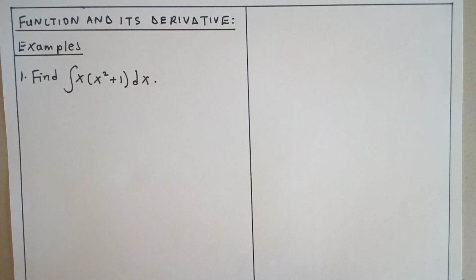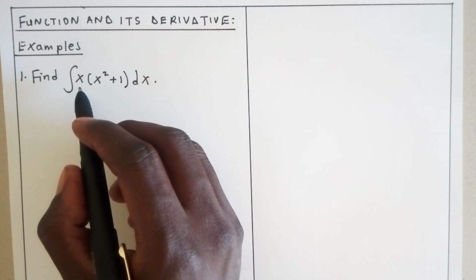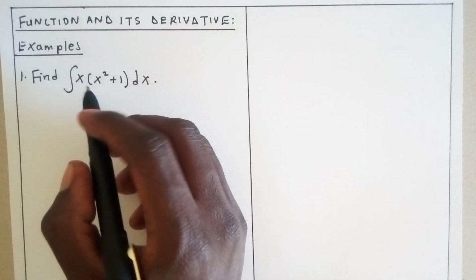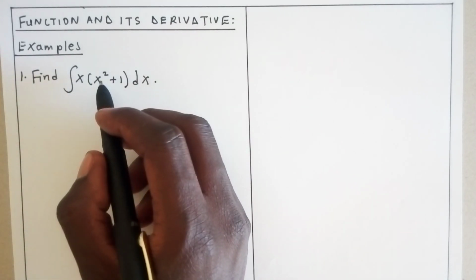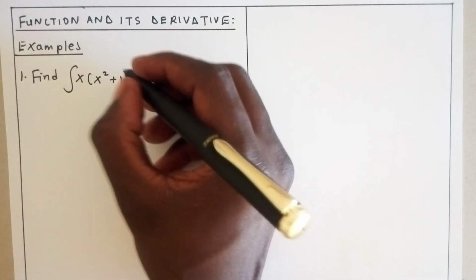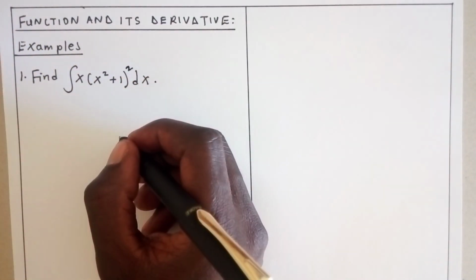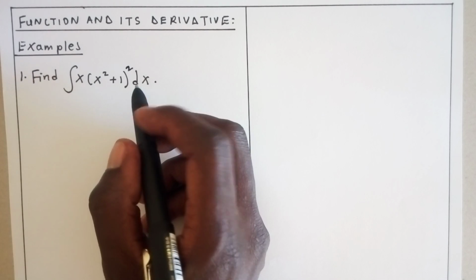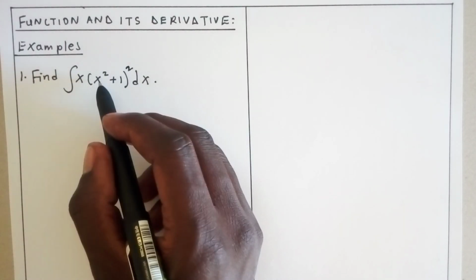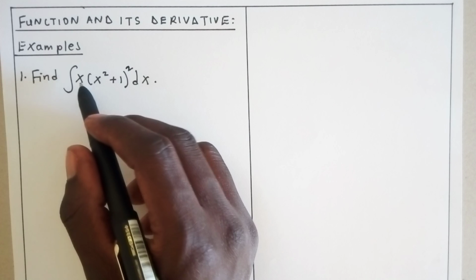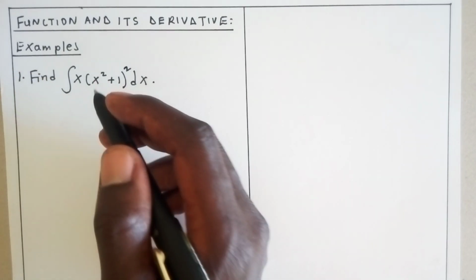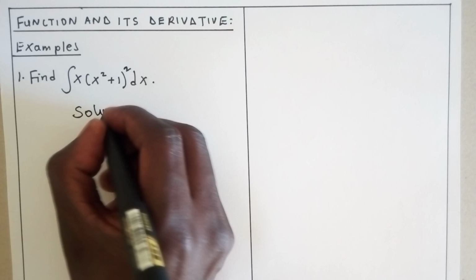So let us move straight away to example 1. We shall keep on adding one example after another so that we remember the concept of integration, and specifically further integration. So our example says: find the integral of x times (x squared plus 1) squared, dx. When you differentiate the inside, we shall have x, which will help us to simplify the integral. So let us look at the solution.